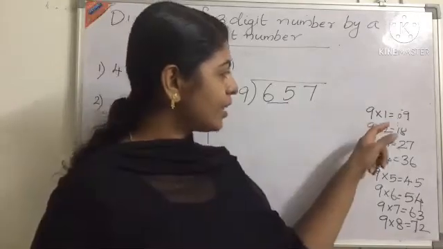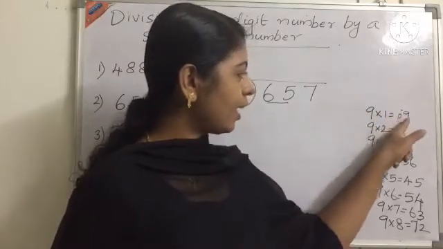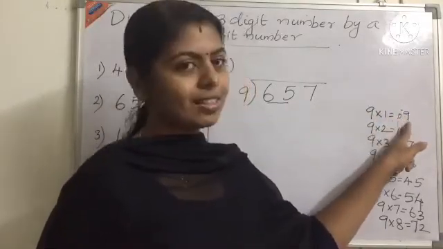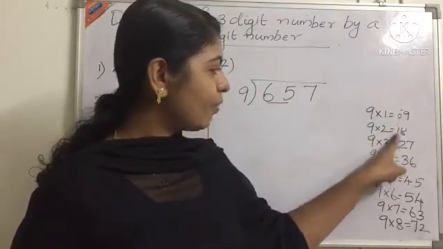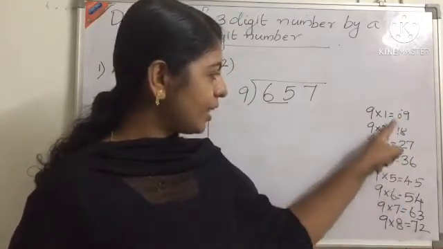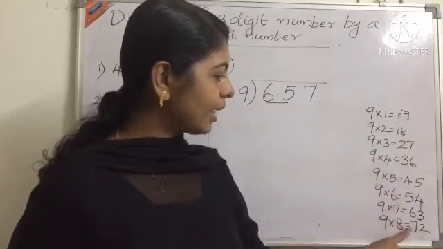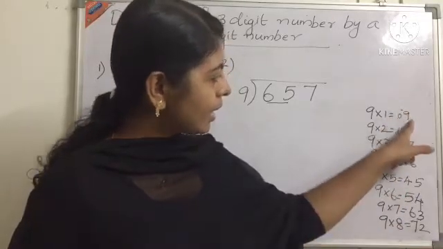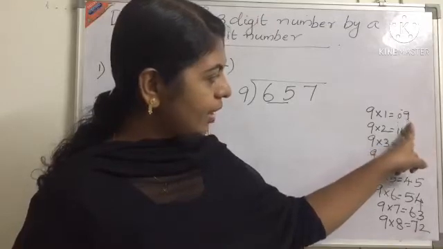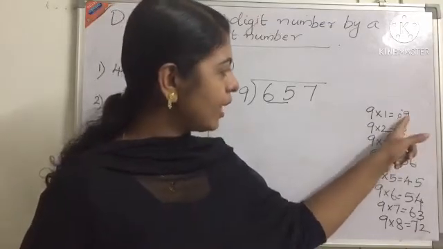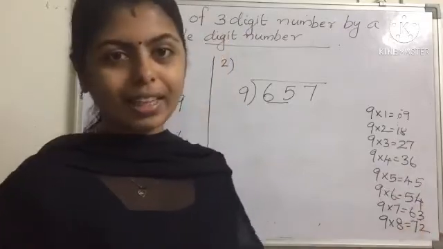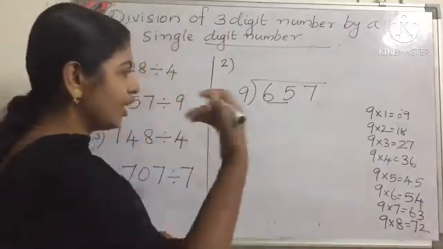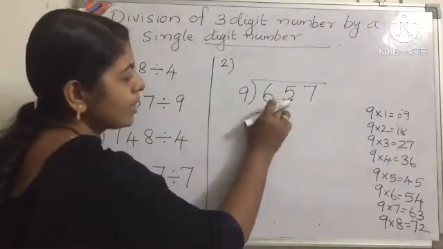I will tell you once again. 9 ones are 9, so we consider it as 0 9. After that, the first digit is increasing: 1, 2, 3, 4, like that. Then the next digit goes in descending order: 9, 8, 7, 6, 5, 4, 3, 2, 1. Okay, here we want 65.